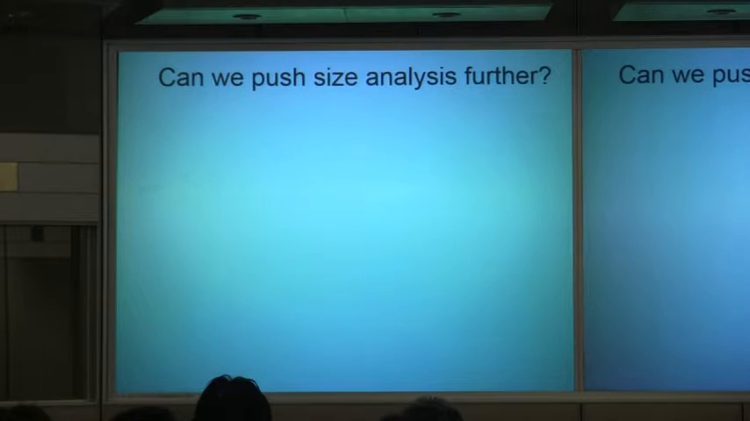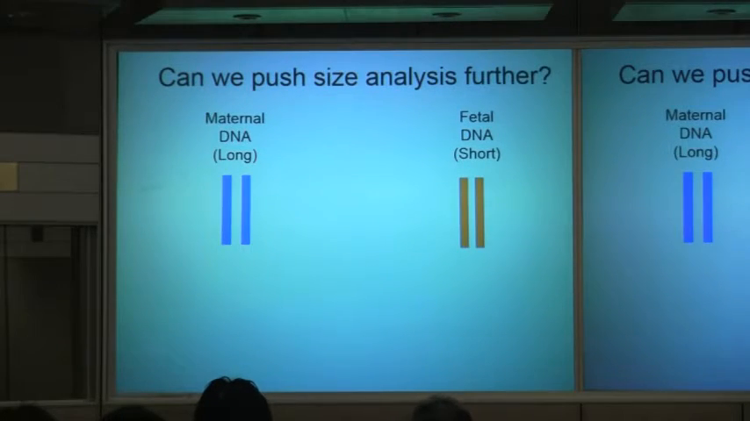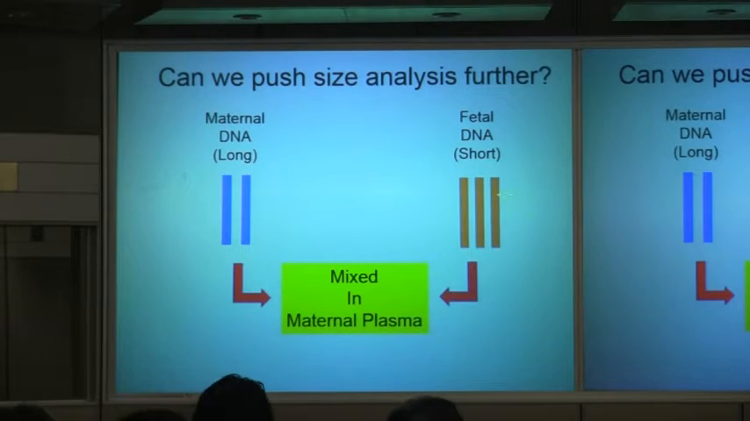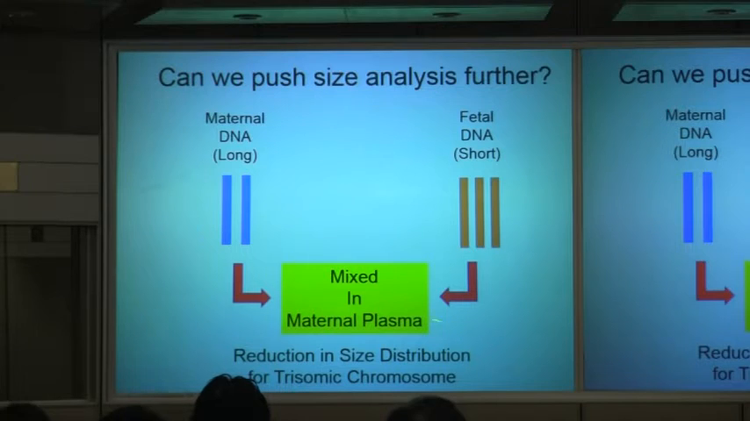And then we wondered, can we push this technology even further? So what I mean is this. Imagine in the mother's blood, there's some mother's DNA which is long, and there's some fetal DNA which is short. And normally you mix them together and that gives you the size ratio. Now imagine you're looking at chromosome 21, and if the baby has Down syndrome, you have an extra dose of this short DNA. So theoretically, this extra short DNA should drag down the size in chromosome 21.